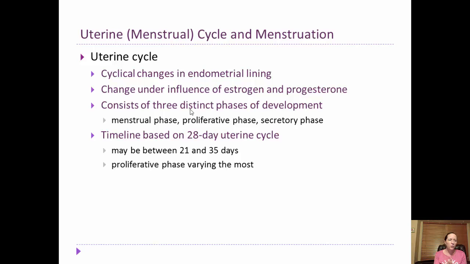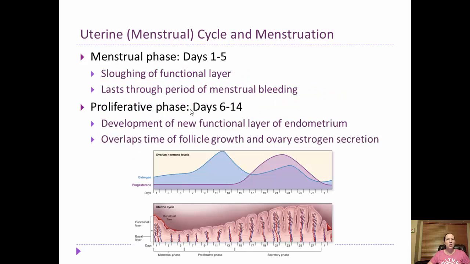Usually, females will ovulate 14 days before menstruation occurs. So the secretory phase is typically going to be 14 days. So if anything is going to change, it's going to be either you're menstruating longer or the proliferative phase is going to be a little bit longer. So let's take a look at it. We're going to start with that menstrual phase.